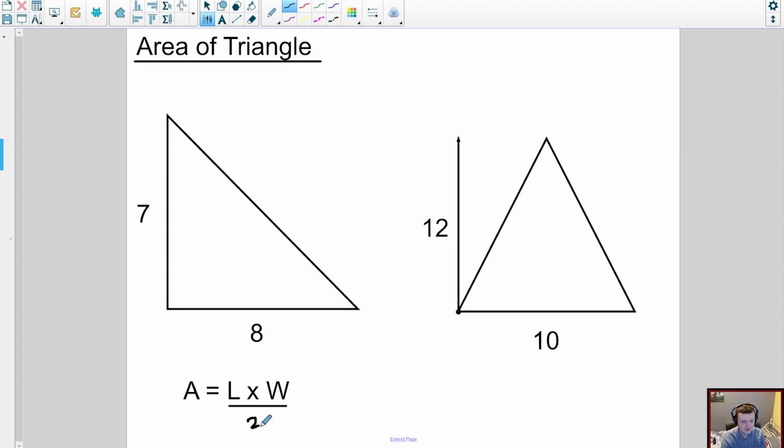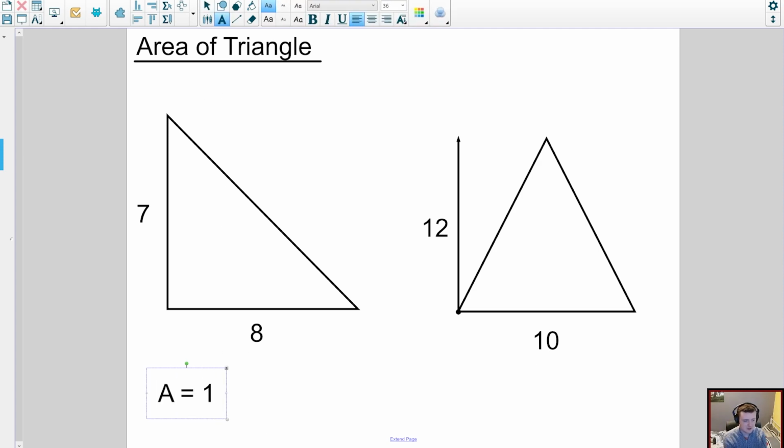Length times width divided by 2. Or half times base times height. So another way of writing this, so that you might see, is area equals a half base height, with the base being the bottom and the height being the up to down bit there. So half base times height. And if you see two letters squished together, that means times. So if it helps you to remember it, it's a half times base times height, like that.